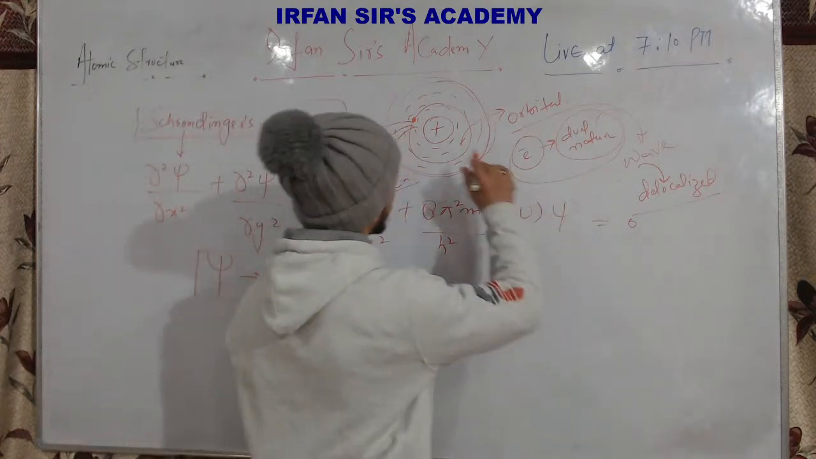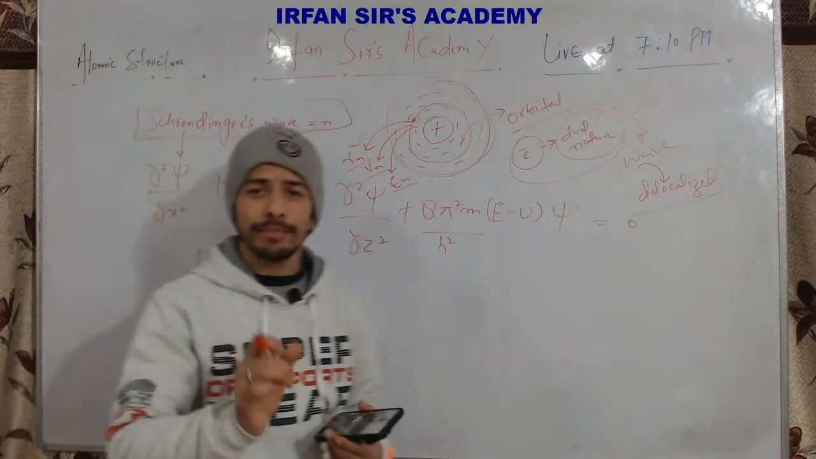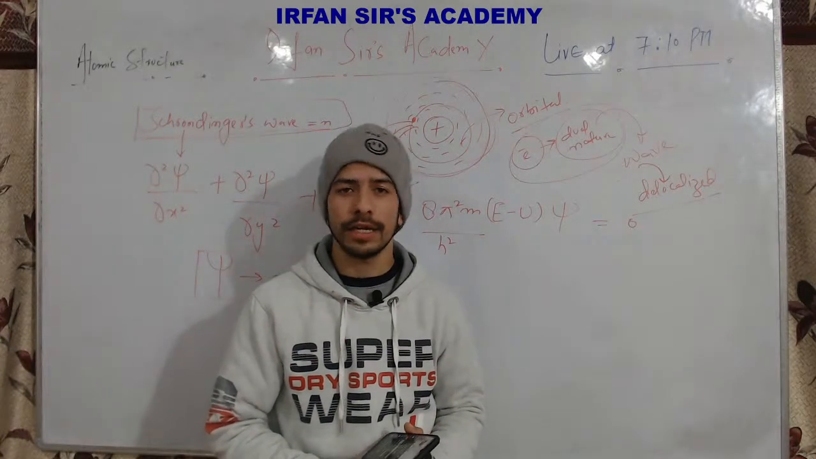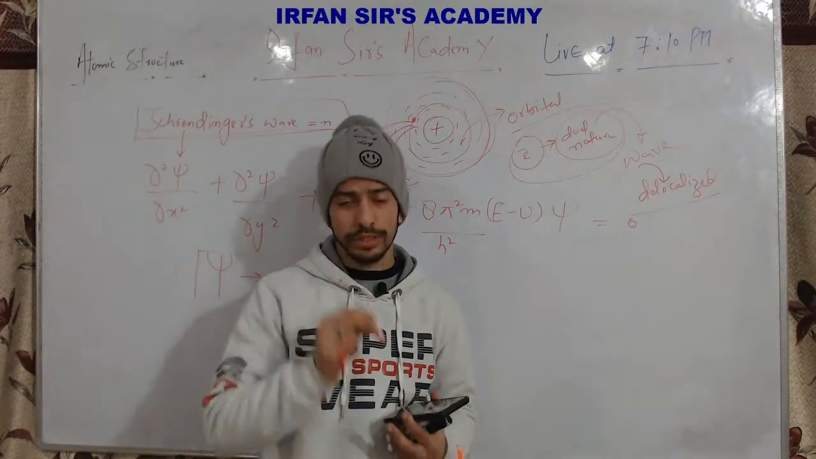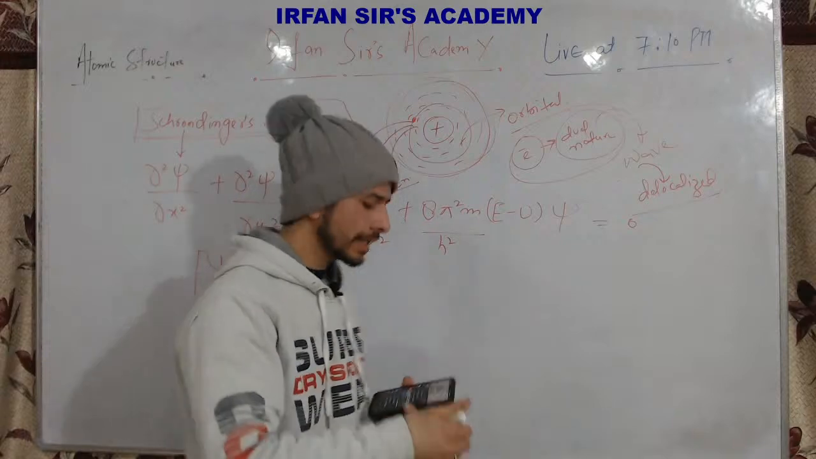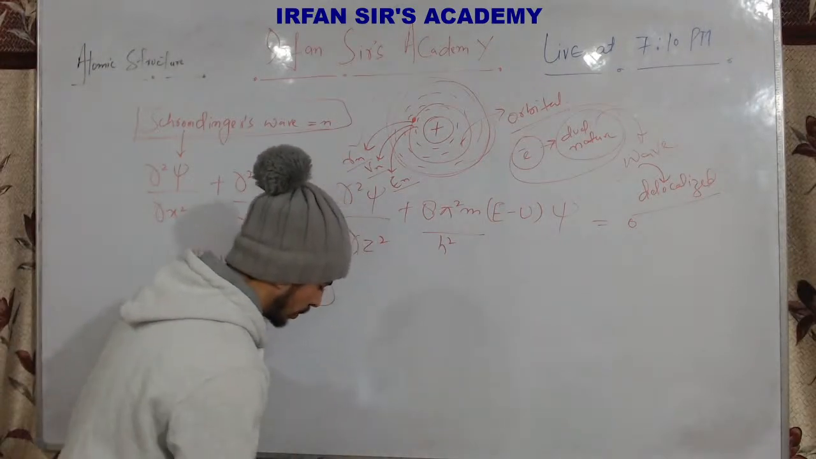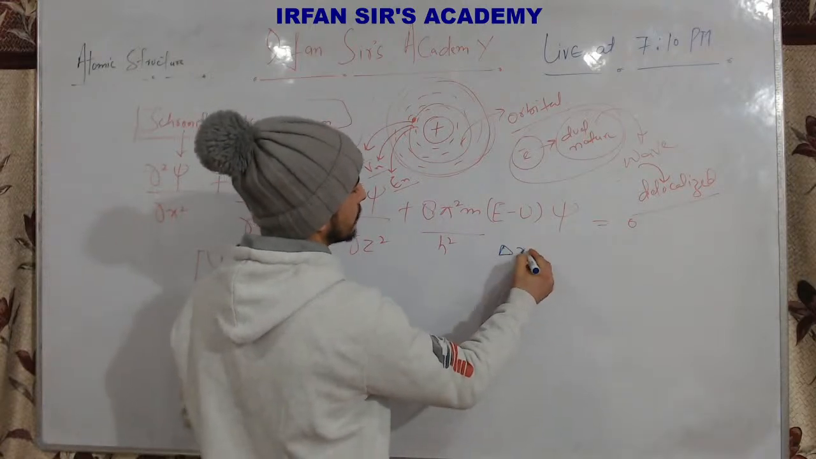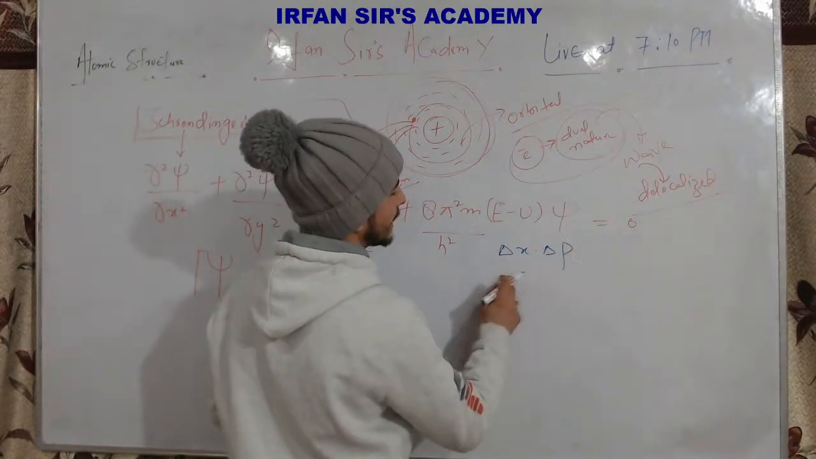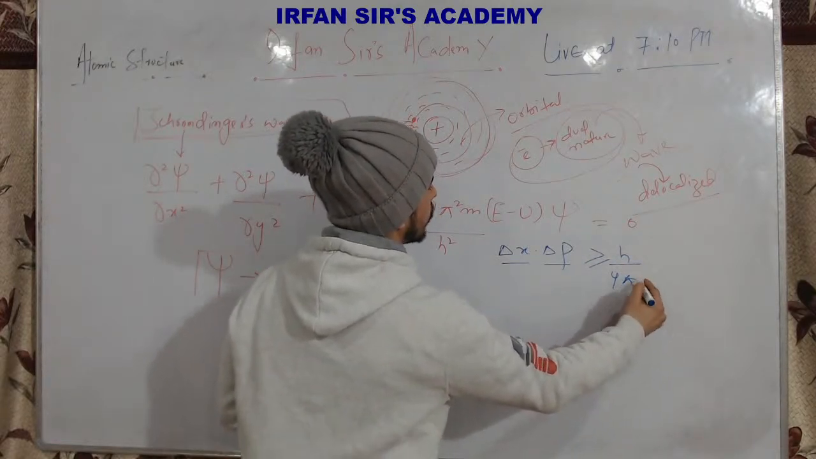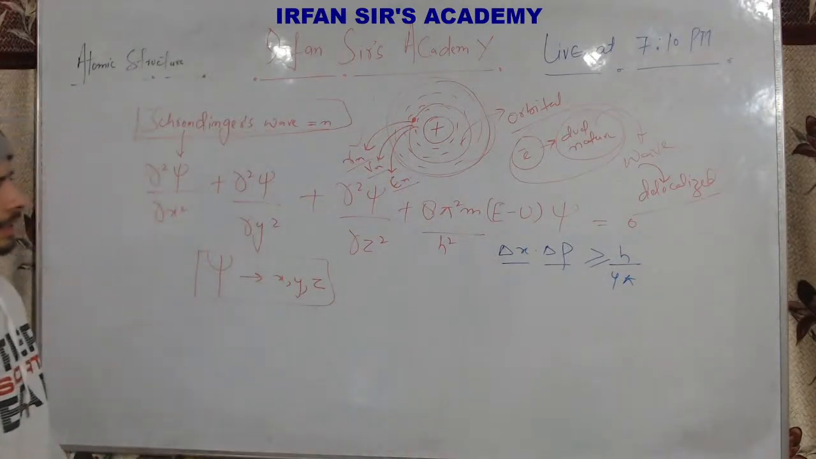Okay, we'll see. You know that we cannot determine simultaneously the position as well as the velocity of an electron, according to Heisenberg's uncertainty principle. We know that we cannot calculate simultaneously the position and the momentum of an electron. Del x into del p is greater than or equal to h upon 4 pi, according to Heisenberg's uncertainty principle.